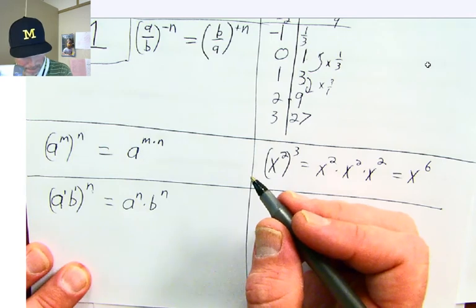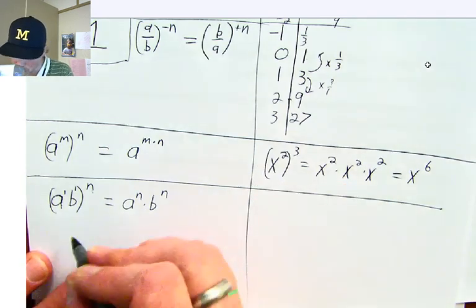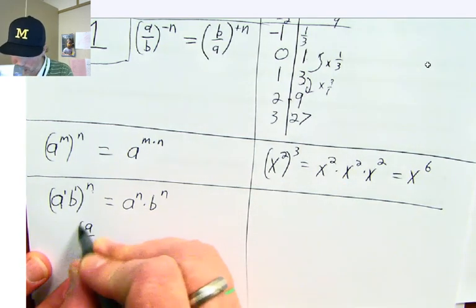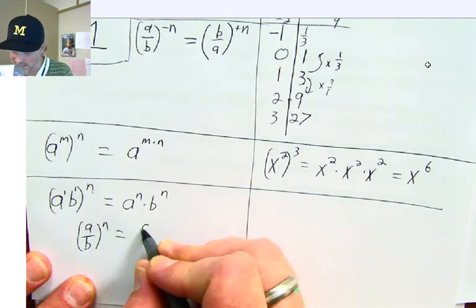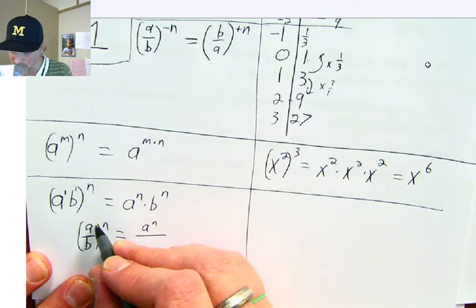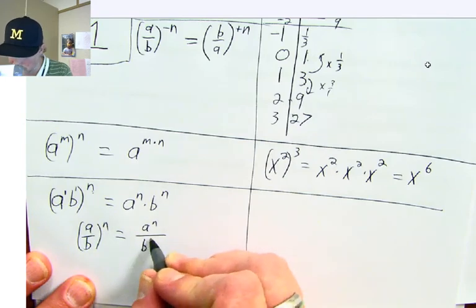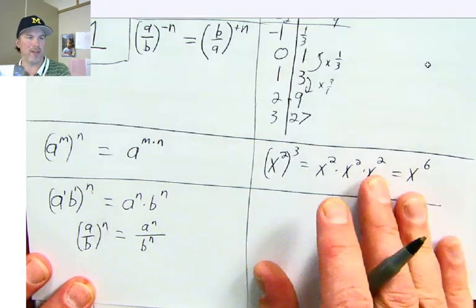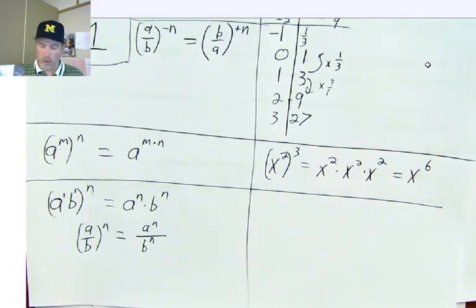Same thing if it's a fraction. If it's a over b to the n, that's just like applying the n exponent to the a and to the b, so it would be a to the n over b to the n. And those are the properties of exponents.